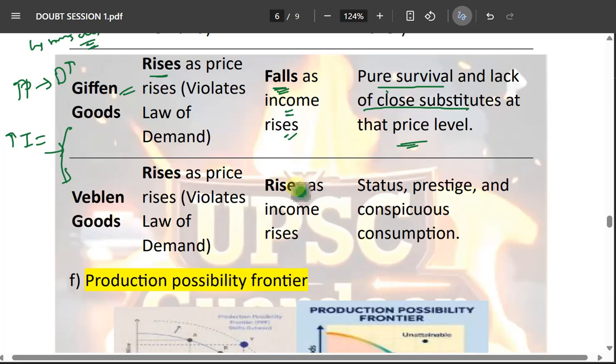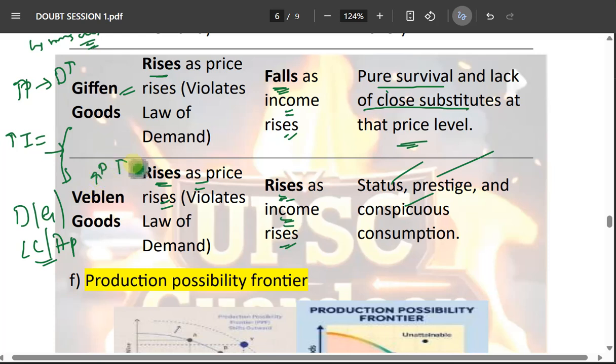Okay, what are Veblen goods? For Veblen goods, if the price rises, you still buy, and if your income rises, you still want to buy. That is called Veblen goods. For example, diamonds, gold, luxury cars, apartments, these kinds of things. Okay, for your status and prestige, conspicuous consumption will happen. So for Veblen goods, whether because of the price rise or the income increase, irrespective of that, the demand will always be high. Okay, so in simple terms, I have said it.